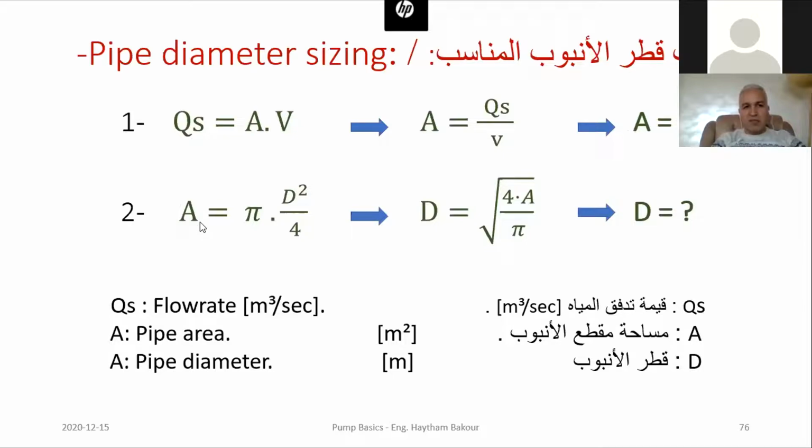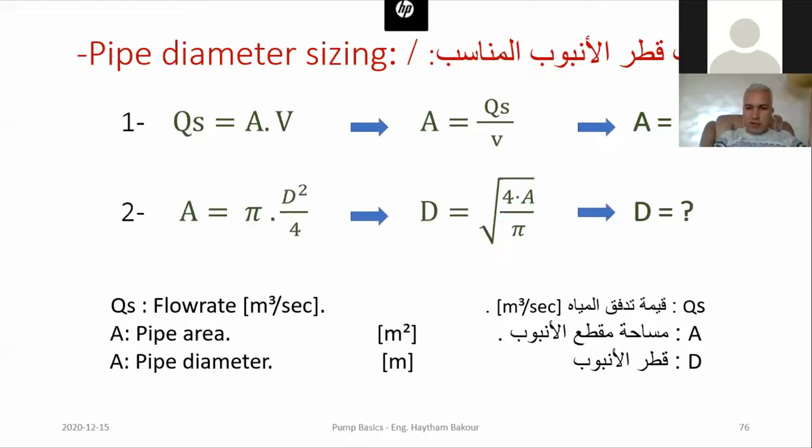After having the value of this, then we have this pipe diameter based on D2. Then we have this equation. D is the diameter of the required pipe based on A, which is the area of this section. Then we have the value of D. So we have the input, which is the flow rate and the speed, so we can have the diameter of the pipe.